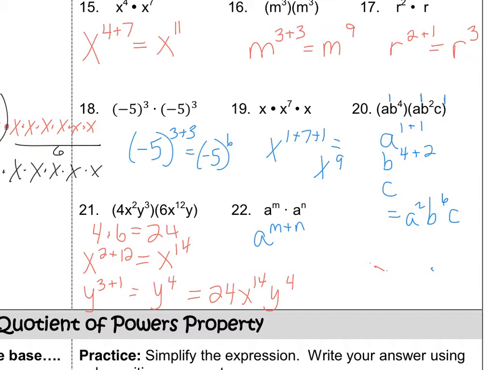The biggest trick on number 22 is we know we have bases of a. When we add our exponents, we can't really do much to an m and an n. They don't combine, so the answer is a to the m plus n power.